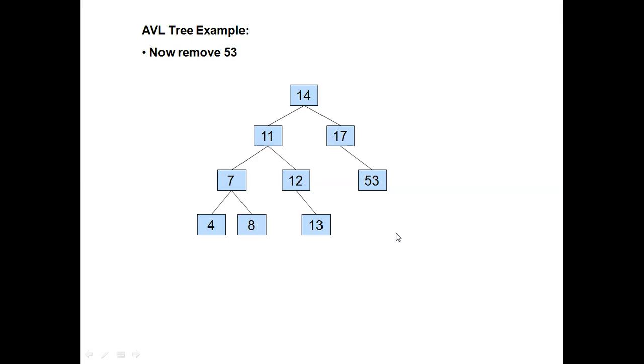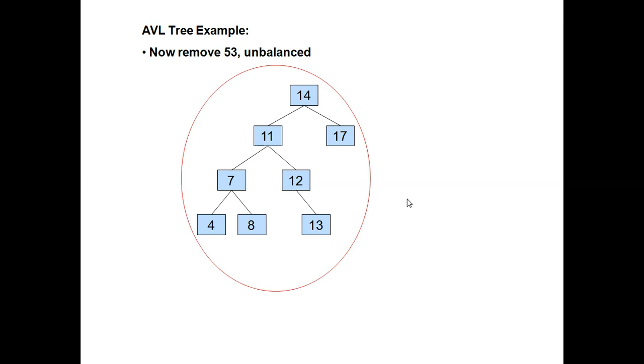Now remove 53. Try to remove this 53, and what will happen? The tree is imbalanced from here, the root side. What will we have to do? 1, 2, 3. 3 minus 1, that is 2. On the left hand side tree it gets heavier. So we'll have to do an LL rotation.